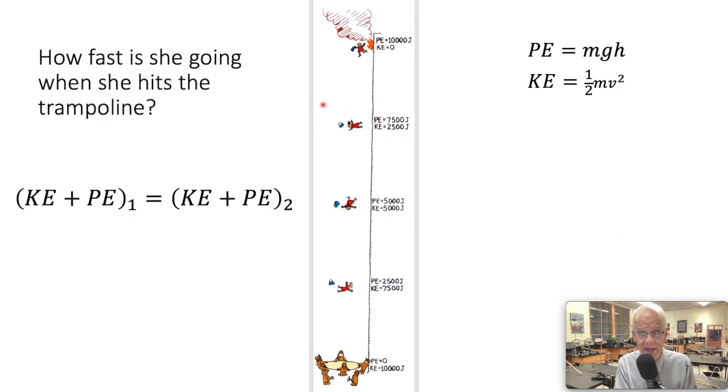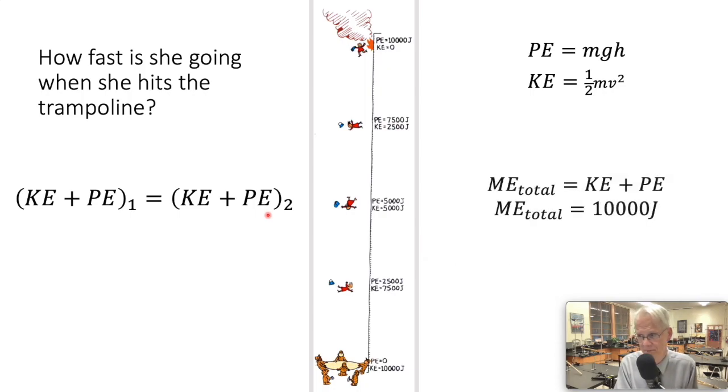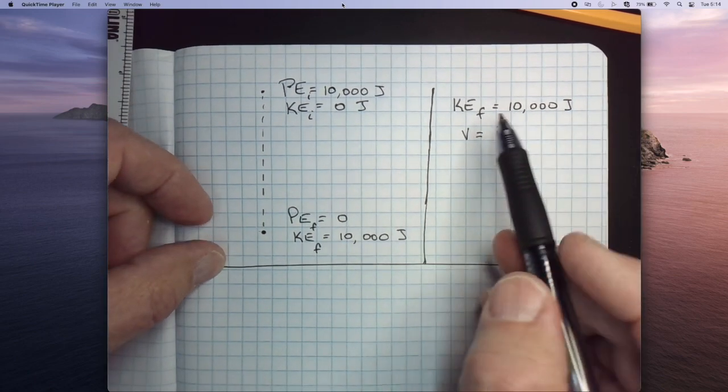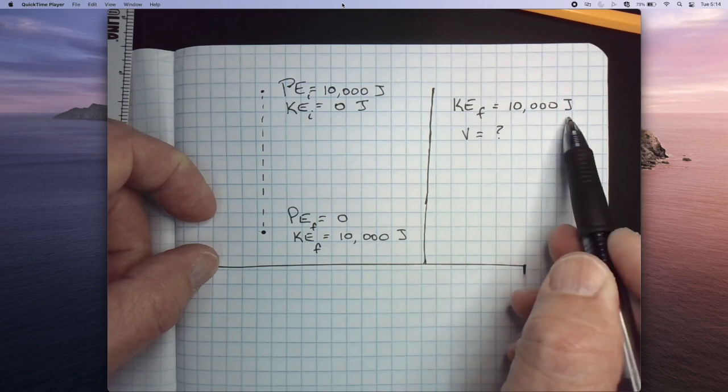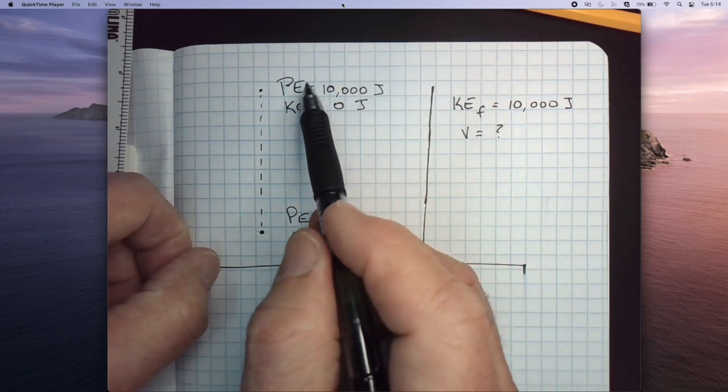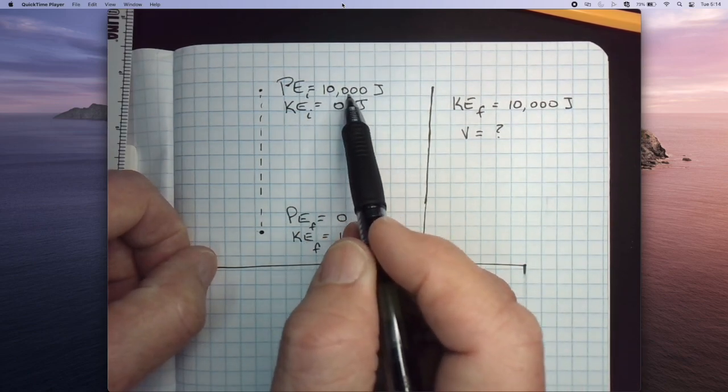From here, we can actually very easily calculate how fast she's going right when she hits the trampoline. Before, we had to do some fairly complicated kinematic equations, and I'm going to show you right now that this makes it a lot more simple. So here's our situation, written out on our problem. We have a final kinetic energy of 10,000 joules. We want to know what the velocity is. Here's our sketch. Our initial potential energy was 10,000 joules.